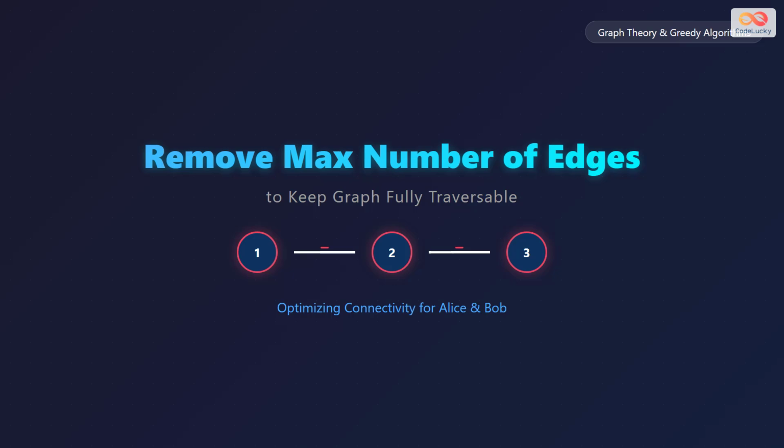Welcome back. Today we are tackling a challenging graph problem, removing the maximum number of edges while keeping the graph fully traversable. This is often seen in competitive programming and interview scenarios.